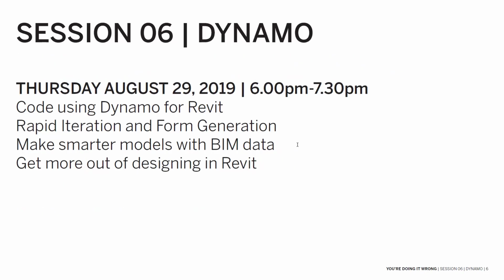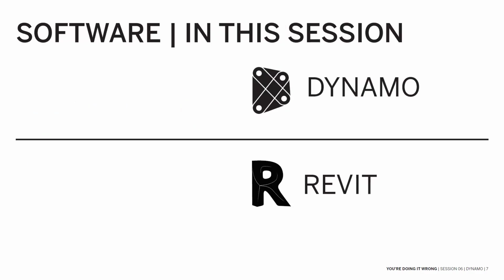All right, so today's session will be on Dynamo: coding using Dynamo for Revit, rapid iteration and form generation, and making smarter models with BIM data. It's really a program that's integrated with Revit. The software in this session will be primarily Dynamo, but Dynamo is a plugin that's integrated into Revit. So you can't have Dynamo without Revit unless you're using Dynamo Studio, which is separate from Revit. But for today's session, we'll be using normal Dynamo that comes in with Revit.